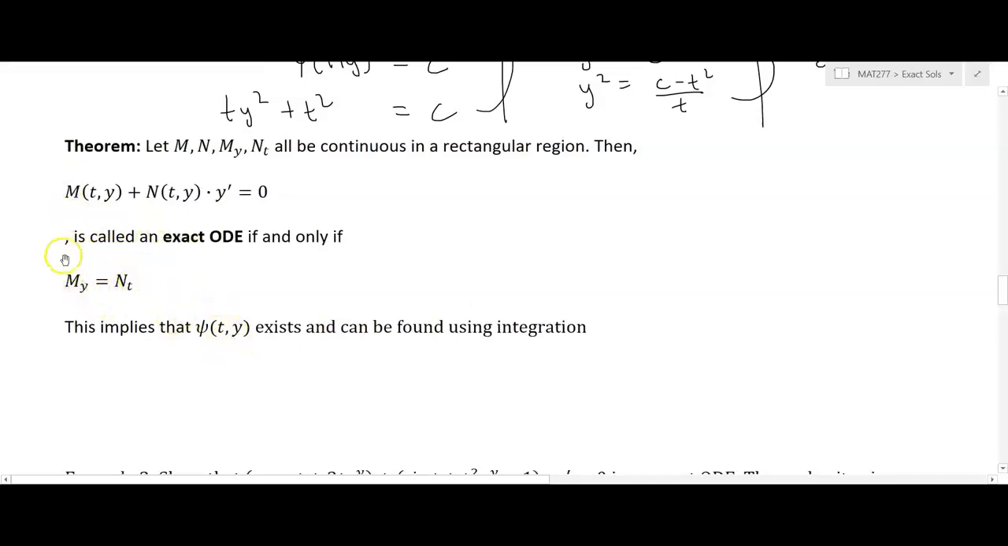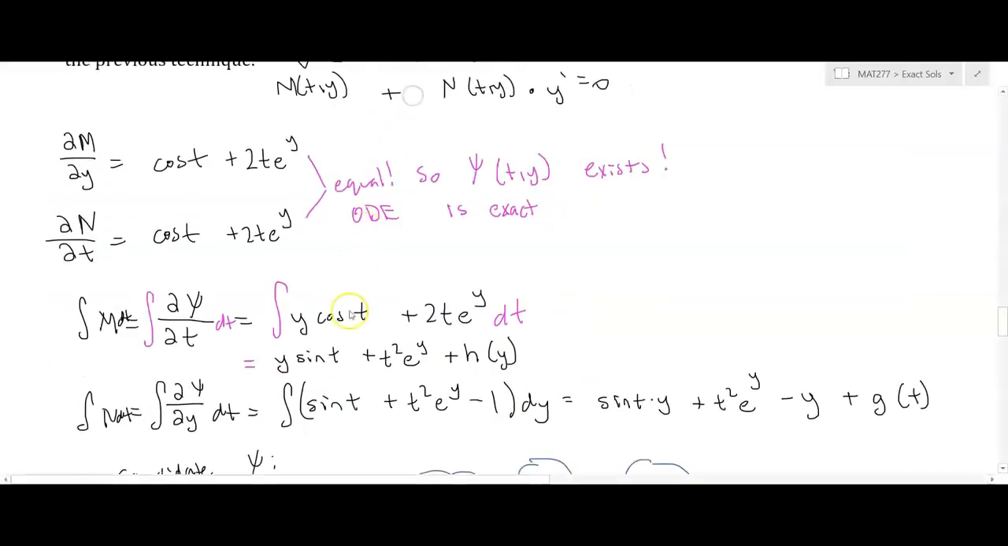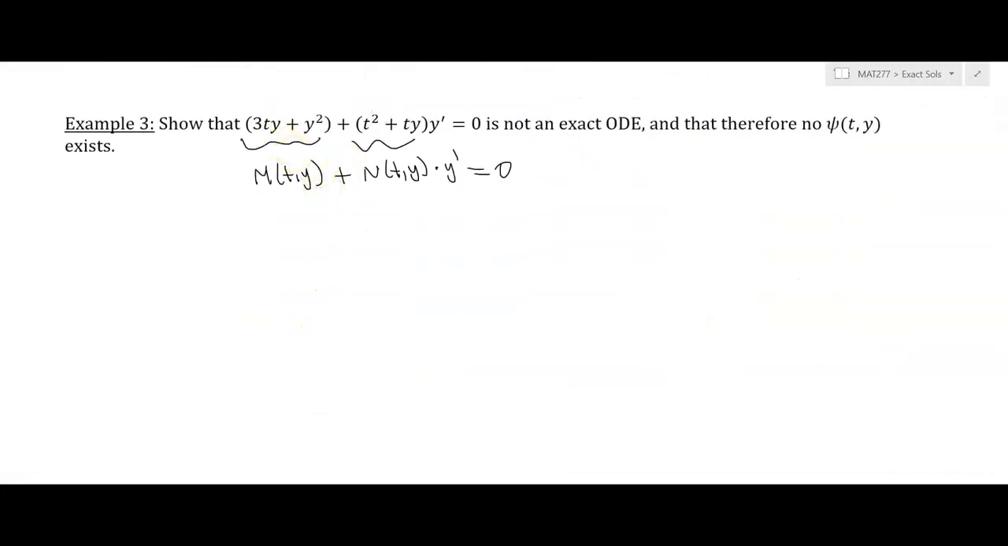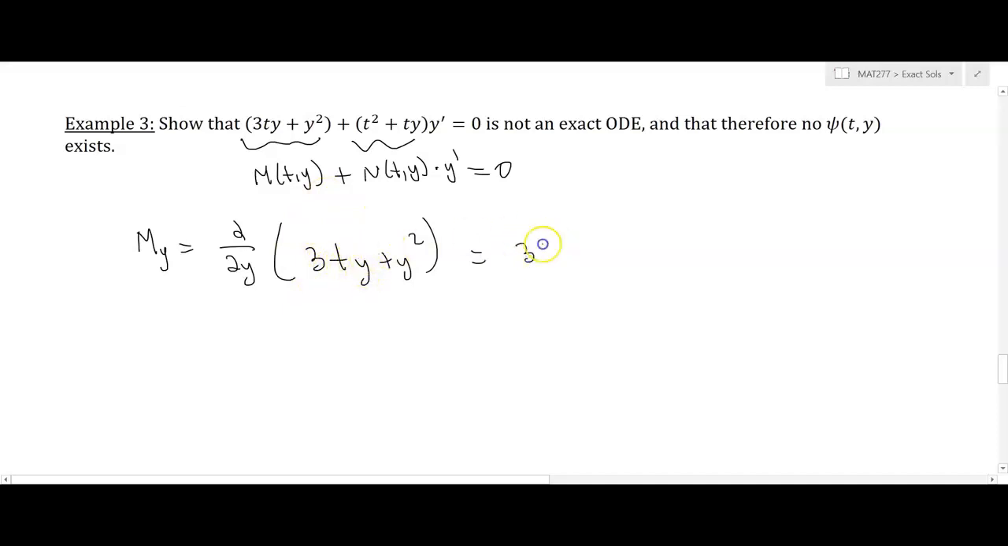So coming back up here, I just have to show that it's an exact ODE and psi exists if and only if I can take the derivative with respect to y of m, and that's going to equal the derivative of n with respect to t. So if I take m to find m sub y, I'm going to take the derivative with respect to y of m. That's going to give me the derivative of 3ty. 3t is a constant. The derivative of y is 1, so this will be 3t. And the derivative of y squared is 2y.